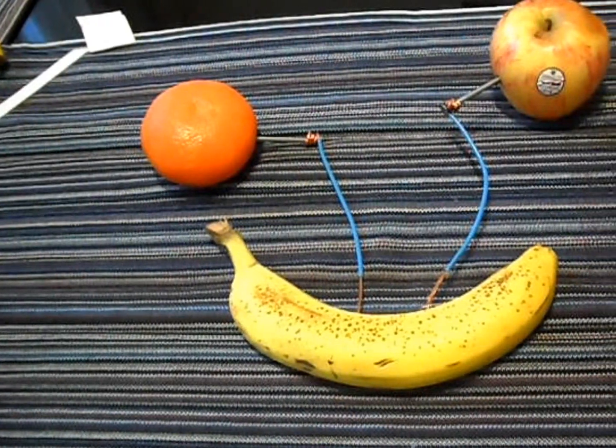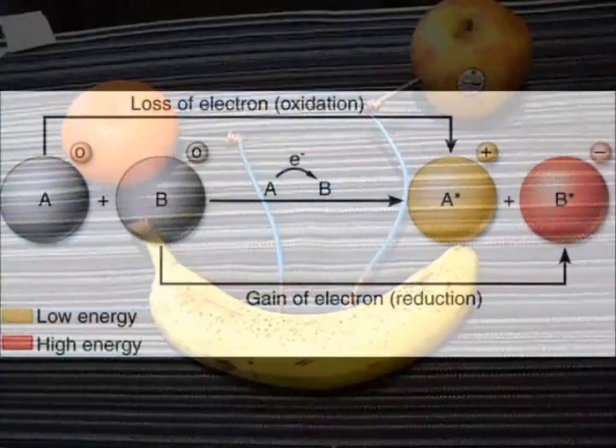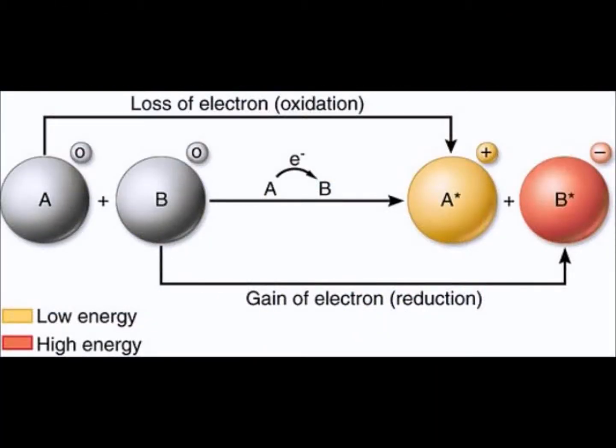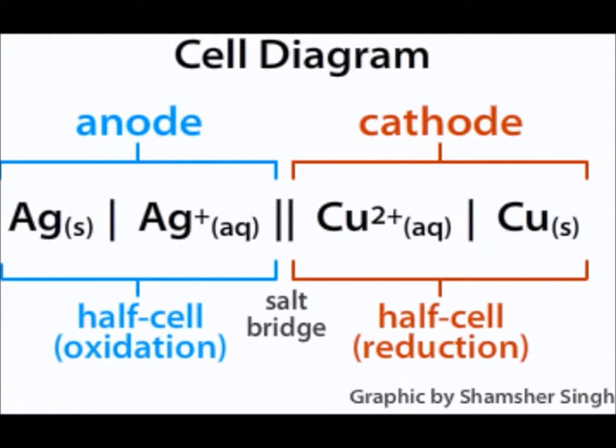Well, apples, bananas, and citrus fruits in general are rich in electrolytes. In redox reactions, electrons are transferred, in this case, from one fruit to another. If the reaction is spontaneous, energy is released, which can then be used to do useful work. To harness this energy, the reaction must be split into 2 separate half reactions, the oxidation and reduction reactions.